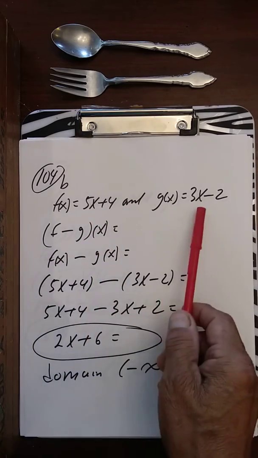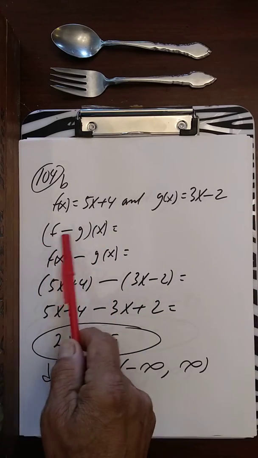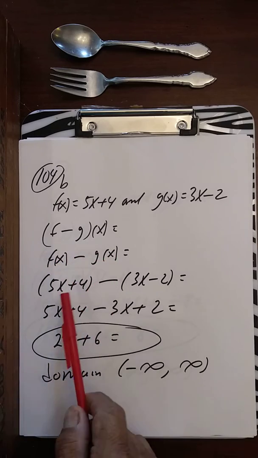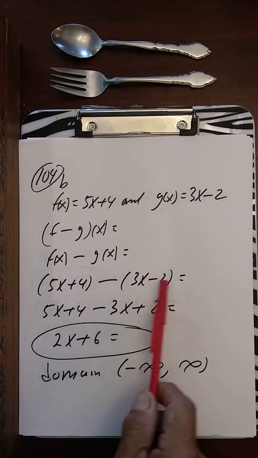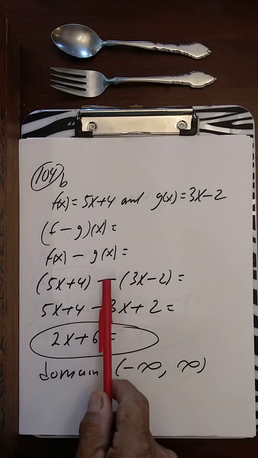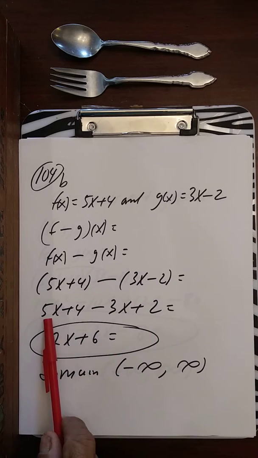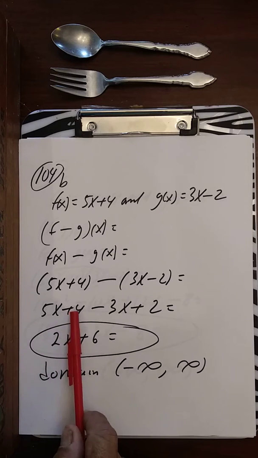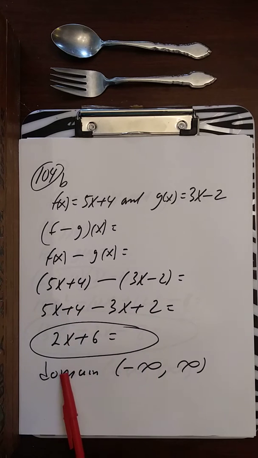f of x is this one, g of x is that one. f minus g: f of x minus g of x. So this one minus that one. This is going to be 5x plus 4 minus 3x plus 2. 5x minus 3x is 2x. 4 plus 2 is 6. Domain is negative infinity to infinity.